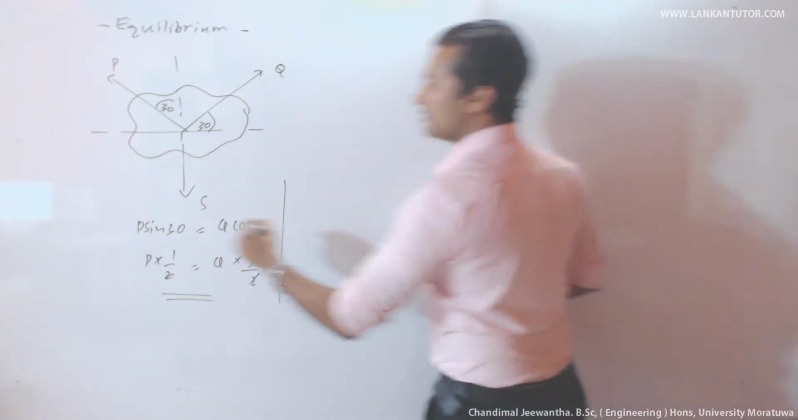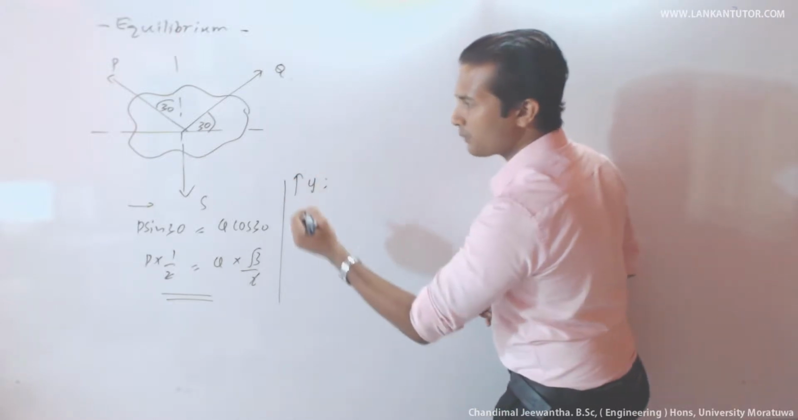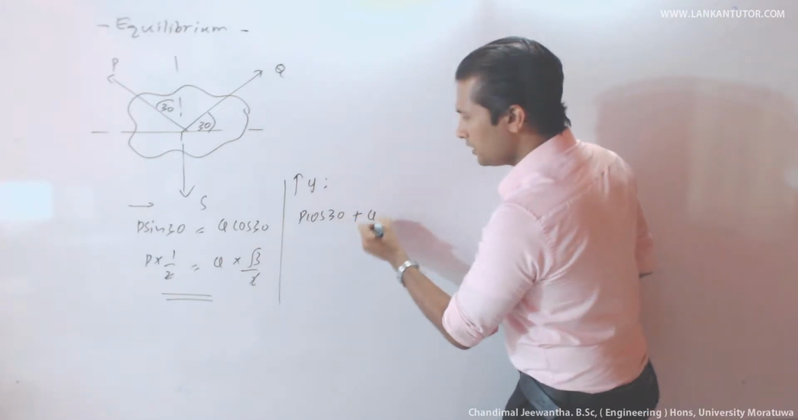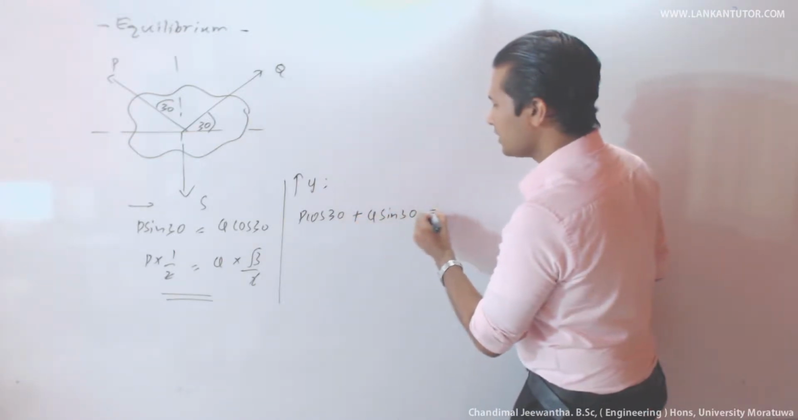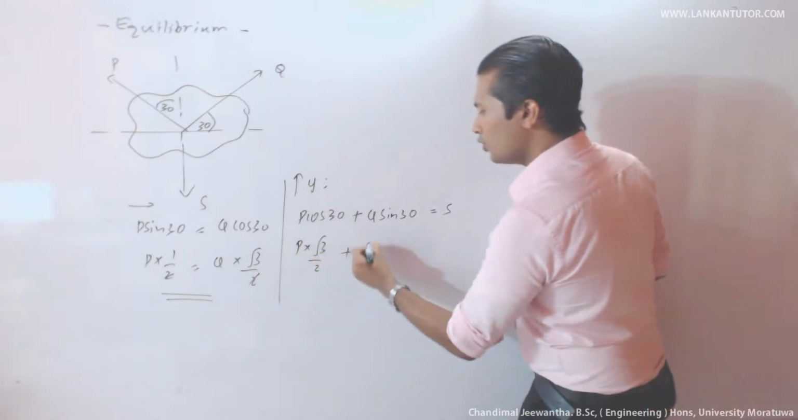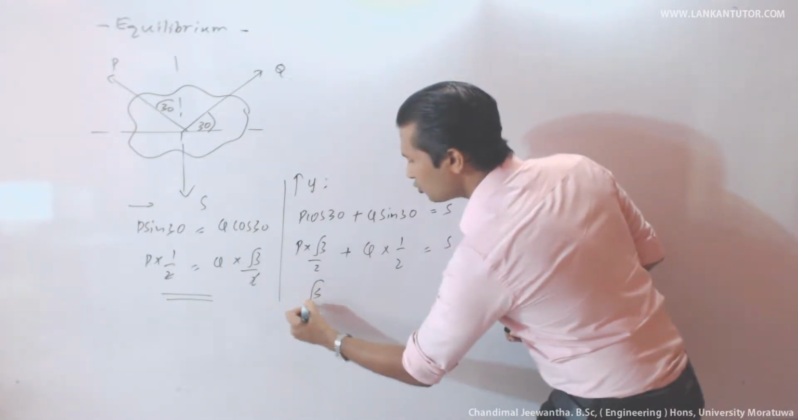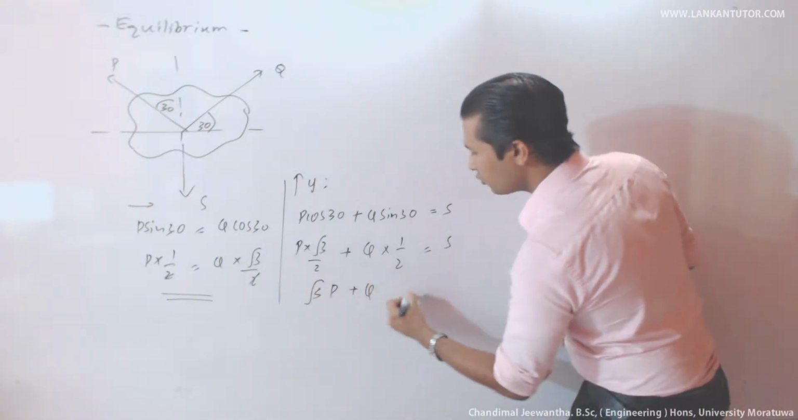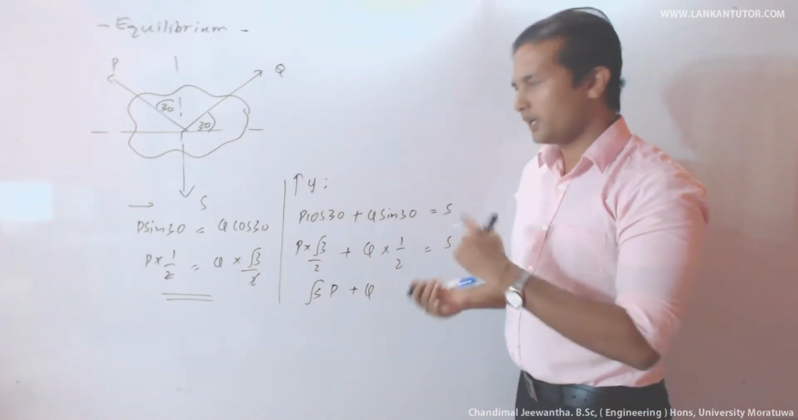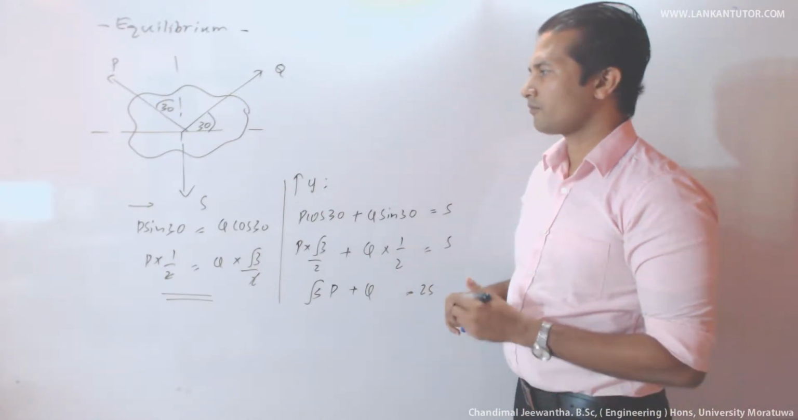When considering components along the y-axis, what happens? P cos 30 plus Q sin 30 should be equal to S. Cos 30 is root 3 divided by 2, sin 30 is half, so root 3 P plus Q equals S. Those are the relationships that can be taken when an object is in equilibrium.